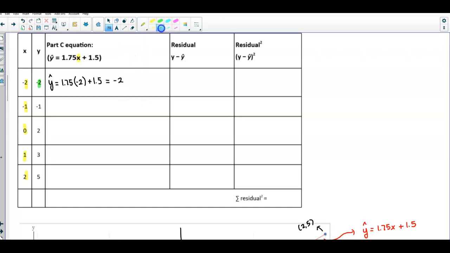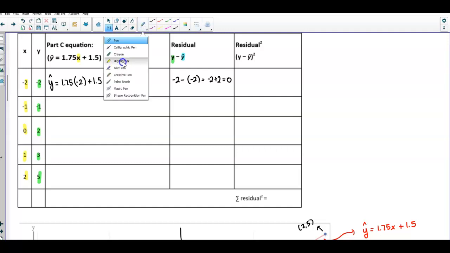So let me go ahead and highlight this. So here is our y value. Okay, and then we're going to subtract this value that we just got for our problem. So now let's go ahead and do that. So we're going to take -2, which is our y value, and then subtract the -2. Well, this becomes -2 plus 2, which is equal to 0. Okay, so this 0, what does this 0 represent? The 0 represents the residual.